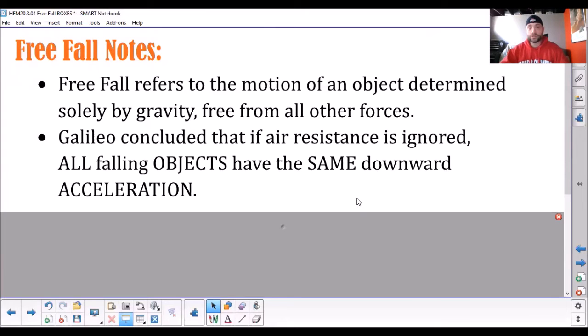Galileo was the first one to really state this. He used to go up on the Leaning Tower of Pisa and drop stuff. People thought he was crazy. He probably was, but he would drop all kinds of stuff, and he was the first one to conclude that all objects fall at the same downward acceleration if we can ignore air resistance.